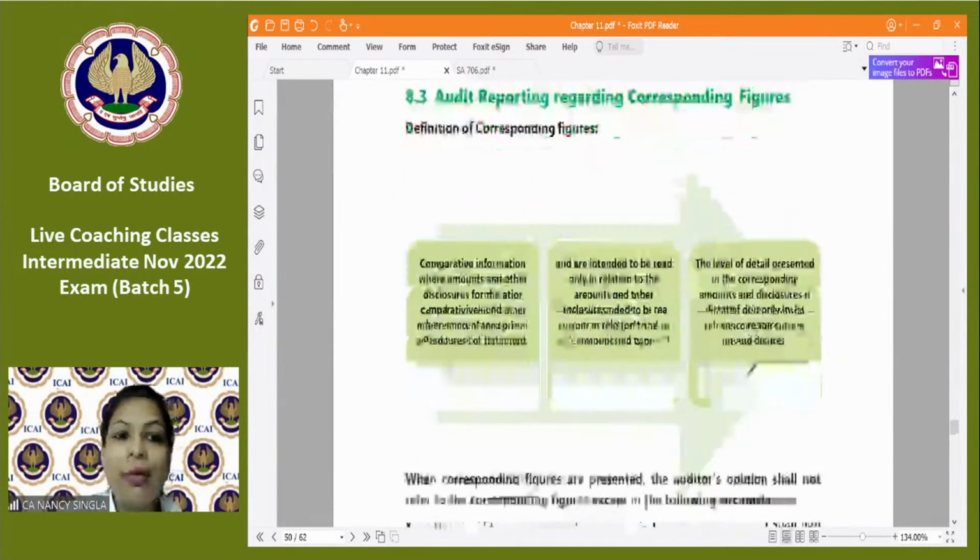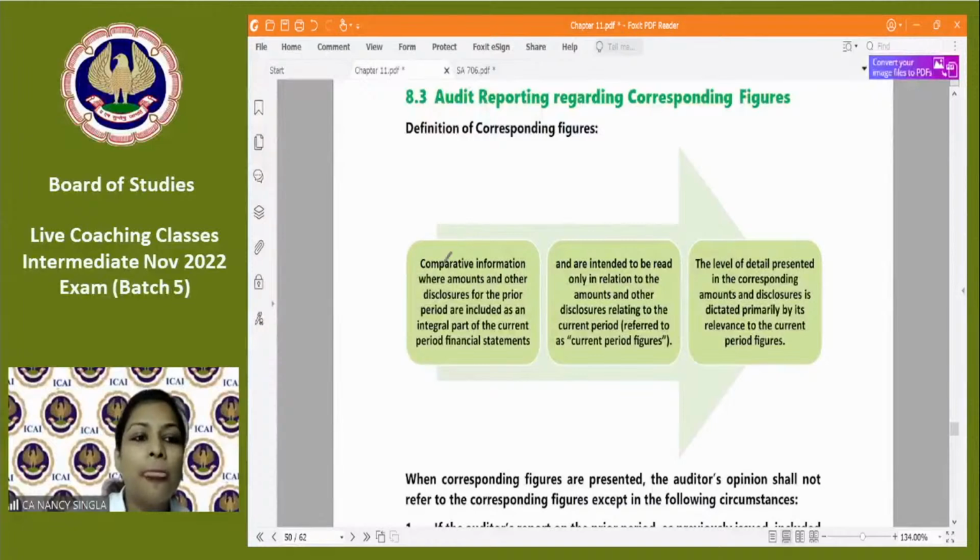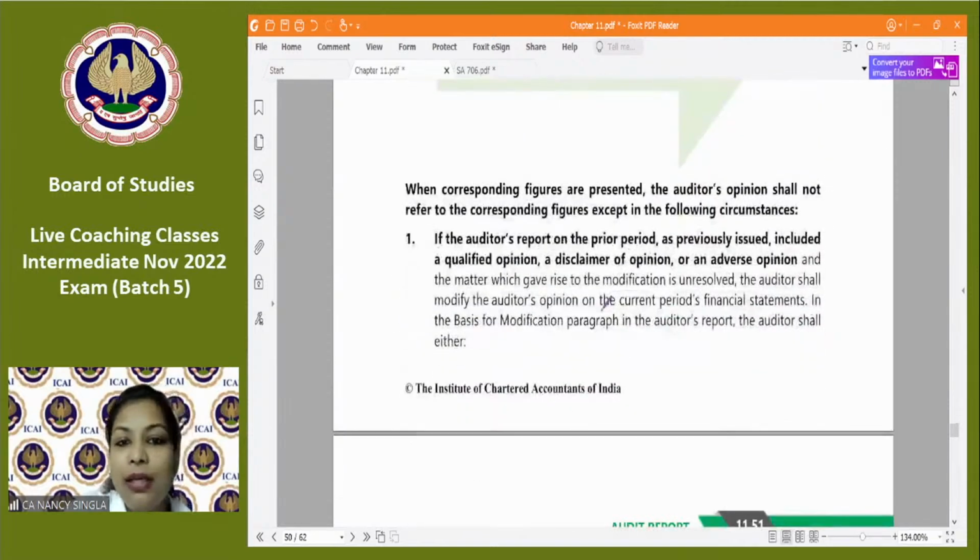ठीक है. अब रिपोर्टिंग के लिए corresponding figures क्या है? कोई comparative information है where disclosures या आपका other disclosure और amount जो भी आपने show किया है, intended only to be read only in relation to amounts and disclosures of current period. ठीक है. तो यहाँ पर the auditor will refer only to current period, but in the following circumstances आपको corresponding figures पे भी report देनी पड़ेगी.